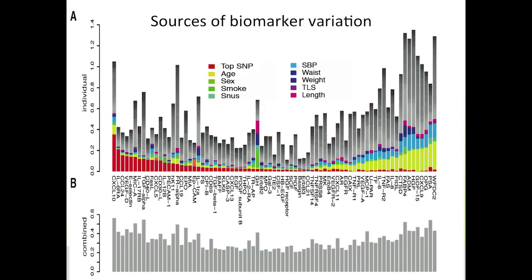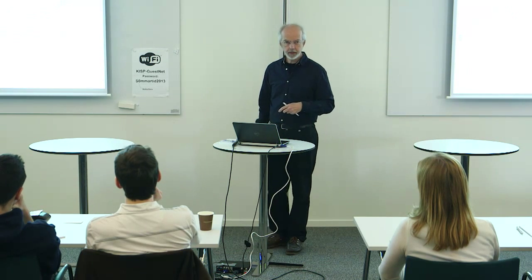Well, if you just roughly see the gray bar here, it sort of levels out at about 0.4 or maybe 0.5. That means that with all the information we have, we can still only explain about 50% of all the variation between individuals in these protein levels. And of course, the question is, what's the rest? We don't know. It could be technical variation. There could be other sources of variation that we don't know about.